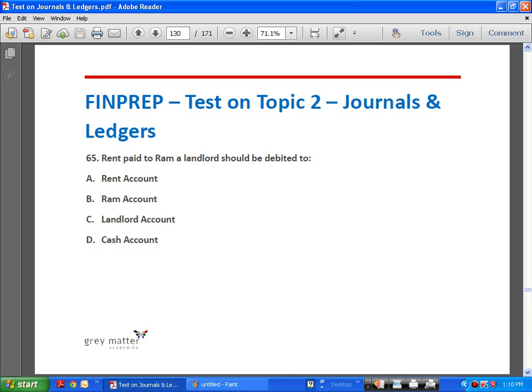Question number 65. Rent paid to Ram, a landlord, should be debited to... Okay. So rent is an expense, and all expenses have to be debited. So rent paid to Ram should be debited to rent account and credited to cash account. Answer is A.